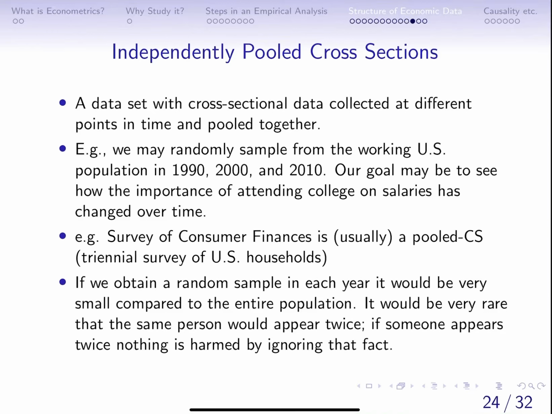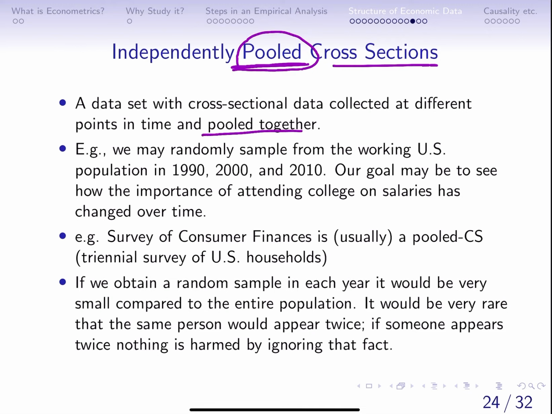In this video, we'll talk about the third type of data set, which is known as independently pooled cross-sections. Here we are really thinking about cross-sectional data sets that are just collected at different points in time and pooled together. Pooled cross-sections, as the name suggests, is just a bunch of different cross-sections that are collected at different times and are then pooled together.